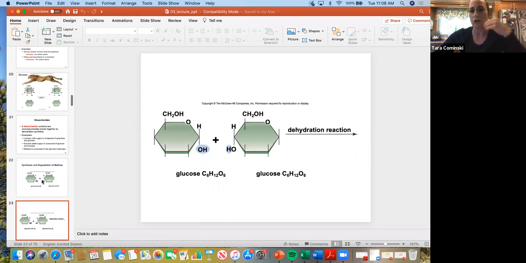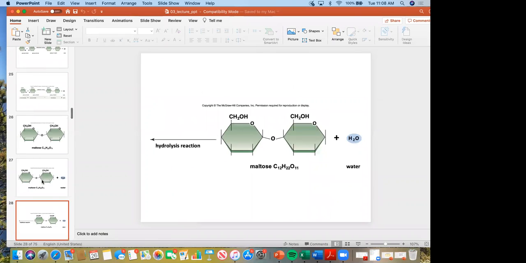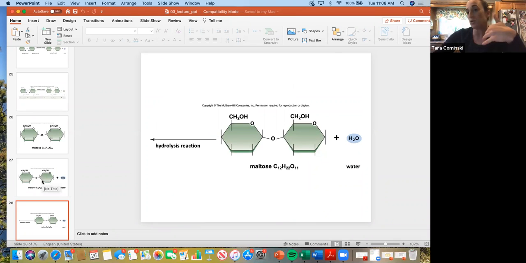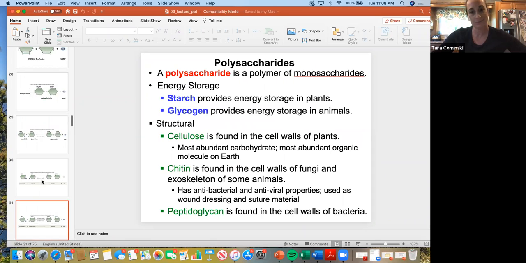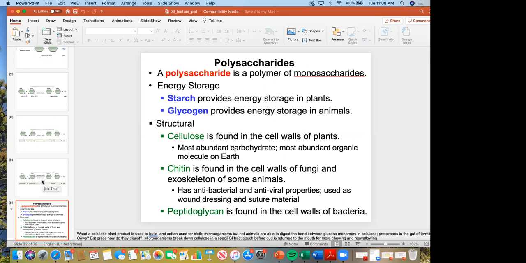And so what would we say the function of starch is? Provides energy storage in plants. Yeah, it's energy storage in plants. So again, it's made up of glucose. So glucose is stored in the plant cell in the form of starch. All right, so along those same lines, but in animal cells, what is the energy storage polysaccharide in animal cells? Glycogen. Yeah, glycogen.